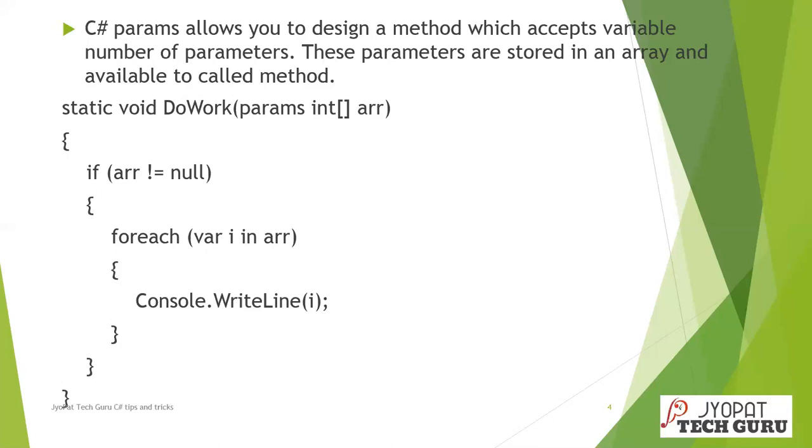It is a dynamic array which can hold any number of arguments. Usually we need to check whether the array has some data or not. For that purpose, if arr is not equal to null, using the foreach loop, we are extracting all the elements within the arr array. Using Console.WriteLine, we are printing the elements.